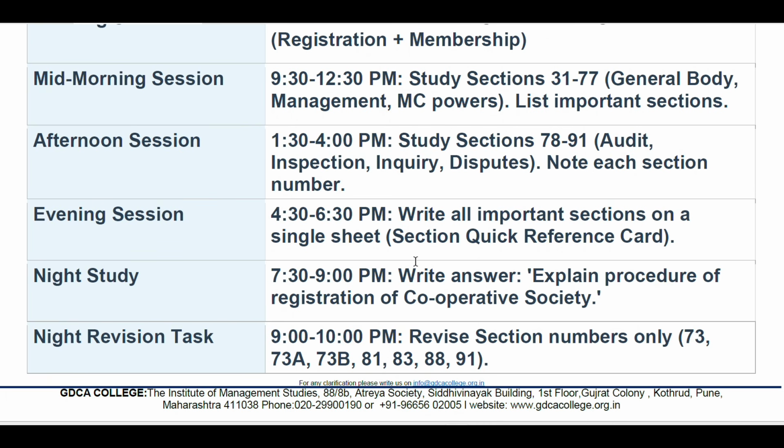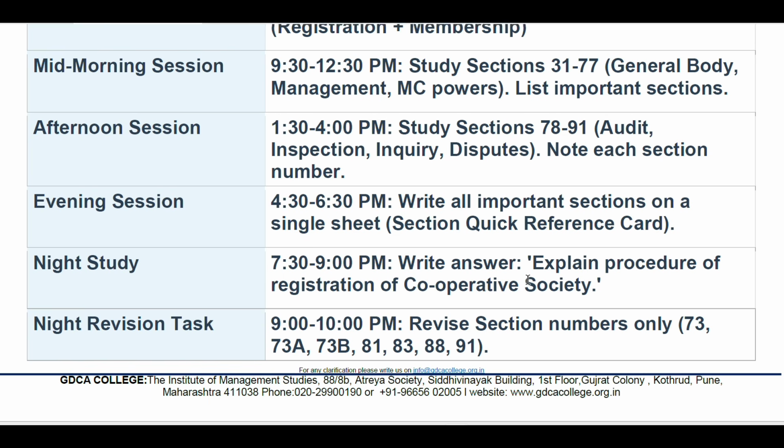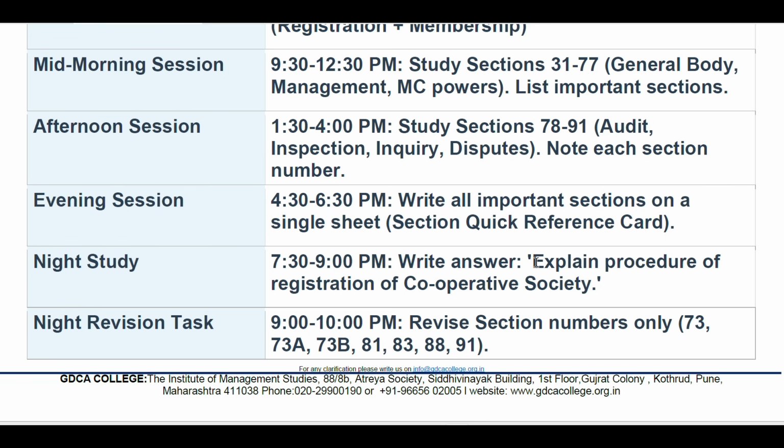Then in the night session, write answers, for example, explain the procedure of registration of a cooperative society, which is again very important. This question has appeared every year in the examination. They might ask you in a different manner, but the question will be on the same topic. Then the revision part for the second day: revise section numbers only, like 73, 73A, 73B, 81, 83, 88, 91. These are the important sections, and do not get confused between 73, 73A and B. Likewise, you can plan your study.